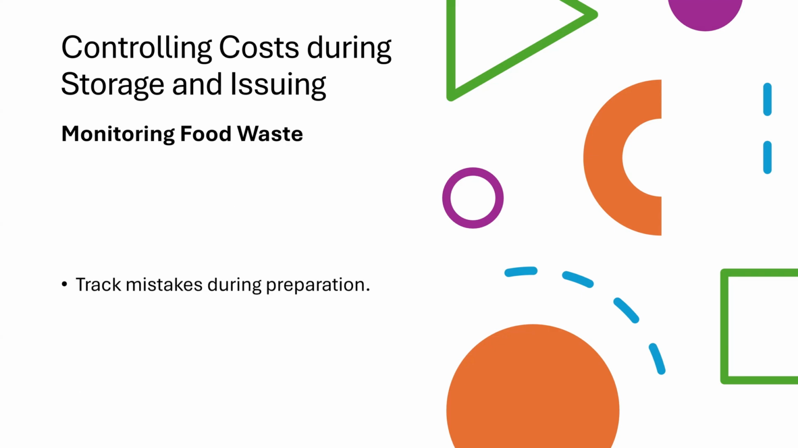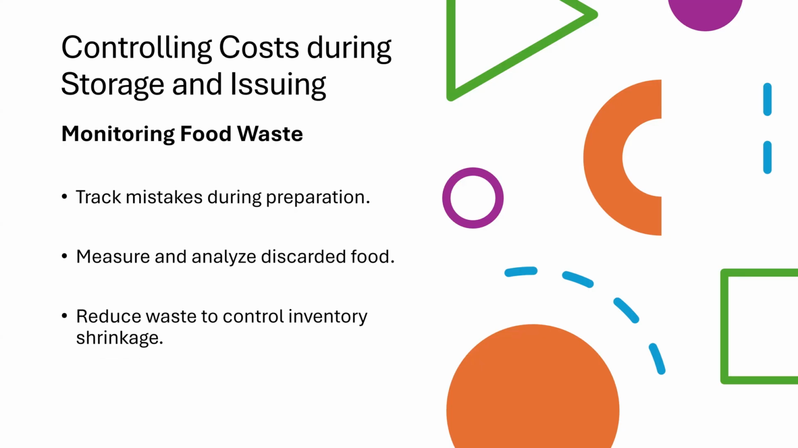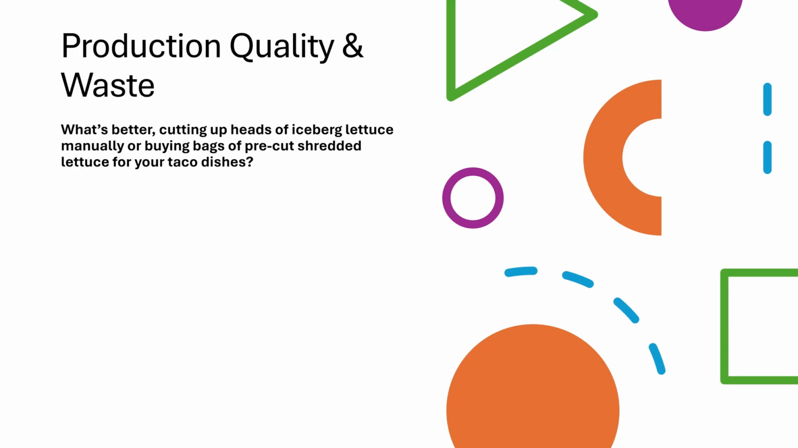We will have waste. The longer we're in this business, we will have waste, but we are asking anyone that's in charge to track mistakes during preparation. Maybe there's a different way to do it. Maybe we're not using all the edible parts. So again, make sure that you're tracking your mistakes during the prep. You want to analyze and measure discarded food because that's going to affect the food costs. Certainly want to reduce waste to control inventory shrinkage.